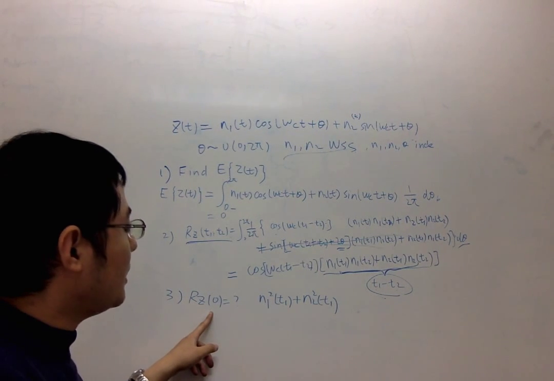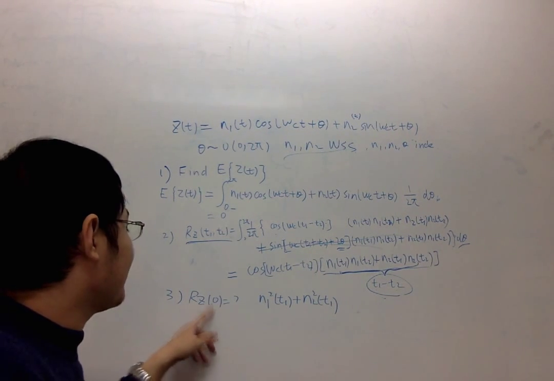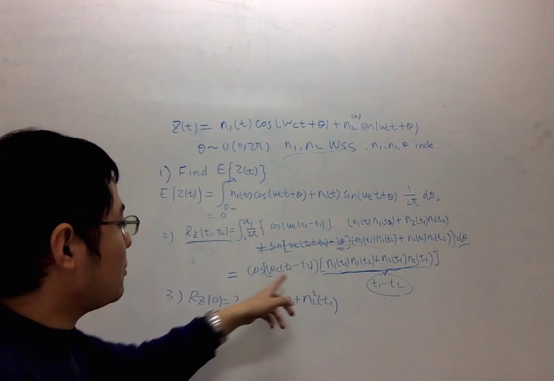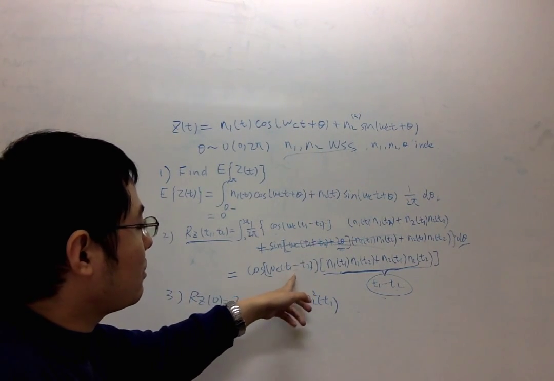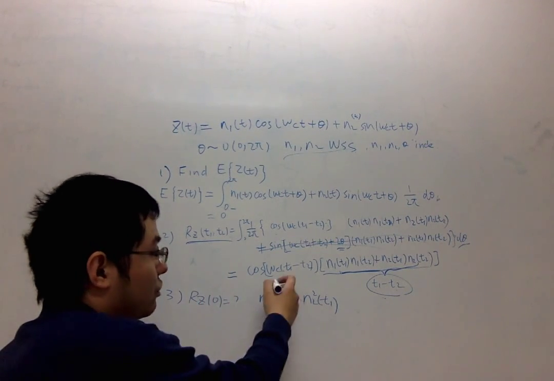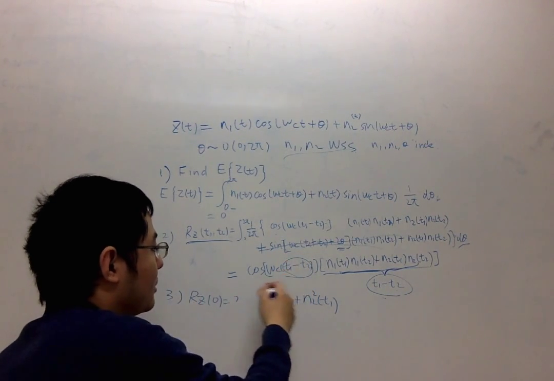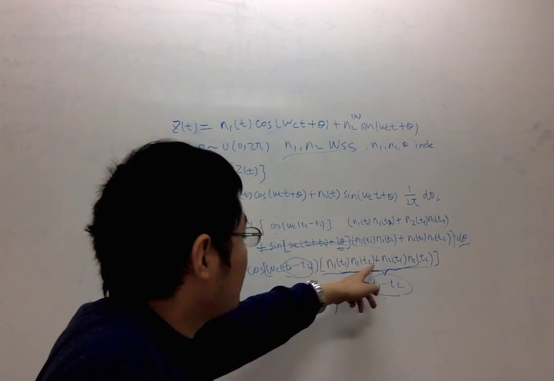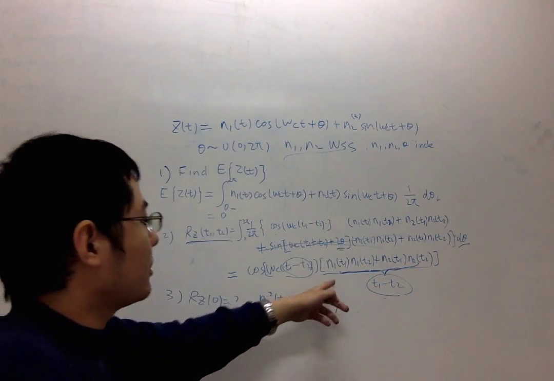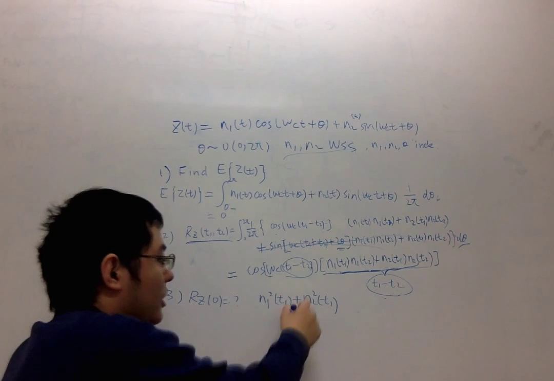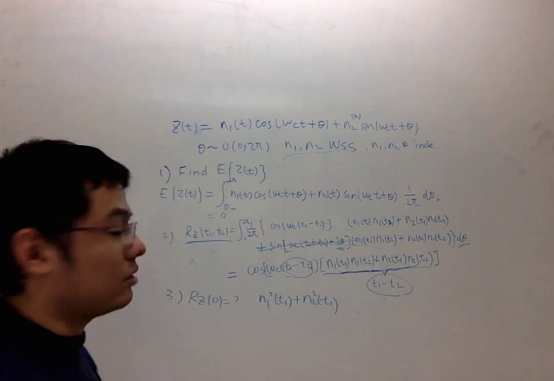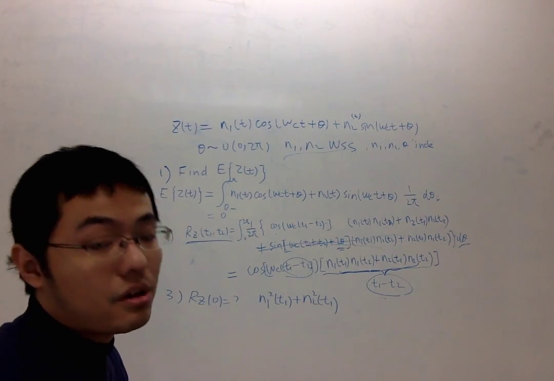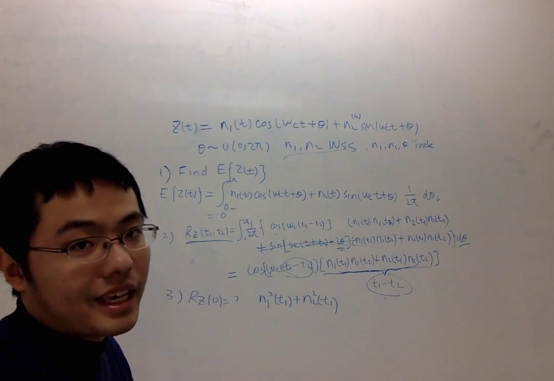Okay, now we move on to our third and last question. We'd like to know, if T1 equals T2, which means the lag is 0, what the autocorrelation is. We simply substitute T1 equals T2. The cosine term cancels because cosine 0 equals 1, and we substitute T1 equals T2 in the remaining terms, and we get N1 squared plus N2 squared. This could be even more simplified if we knew the concrete form of N1 and N2, but unfortunately we don't, so we can't go further.